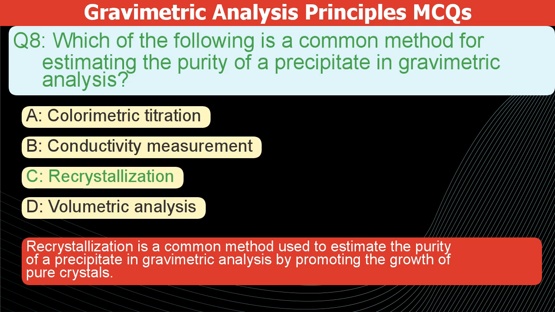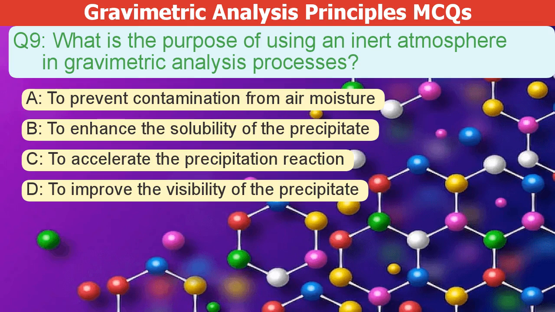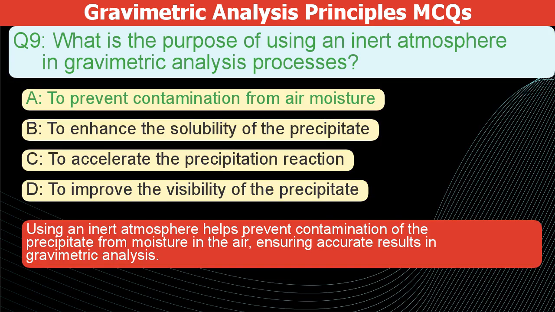What is the purpose of using an inert atmosphere in gravimetric analysis processes? A. To prevent contamination from air moisture. B. To enhance the solubility of the precipitate. C. To accelerate the precipitation reaction. D. To improve the visibility of the precipitate. The correct answer is A. Using an inert atmosphere helps prevent contamination of the precipitate from moisture in the air, ensuring accurate results in gravimetric analysis.